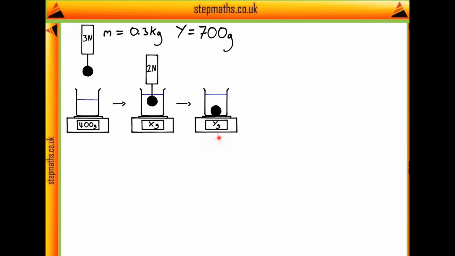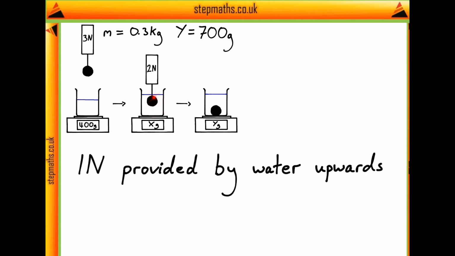Now that we've got our reading y, let's go ahead and consider our second picture and try and find out what x is going to be. So here, the Newton meter only reads 2 newtons because the ball is submerged in the water. So what this means is that 1 newton of our force is being provided by the water in the upwards direction. Just so that there's a total of 3 newtons on our mass, the resultant force is going to be 3 newtons, keeping it where it is.